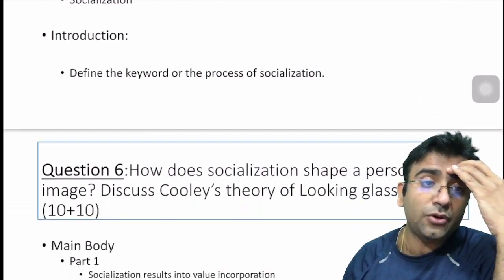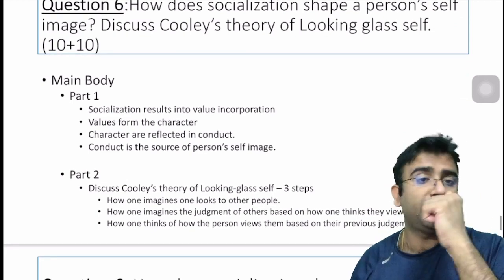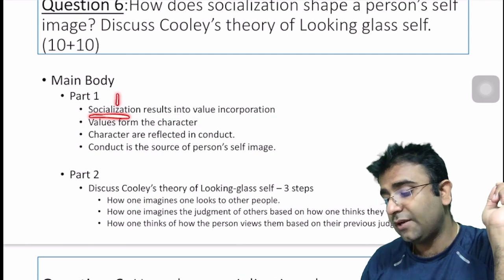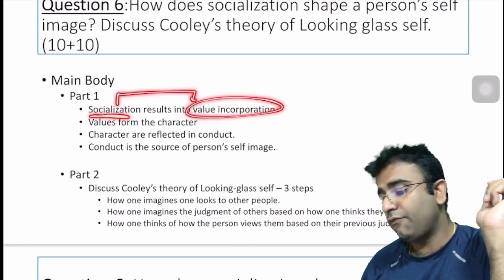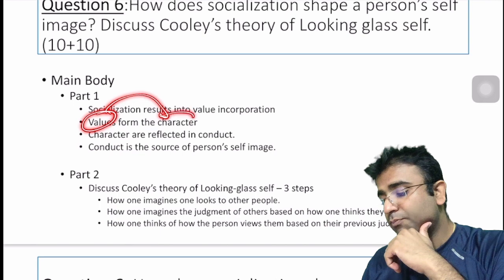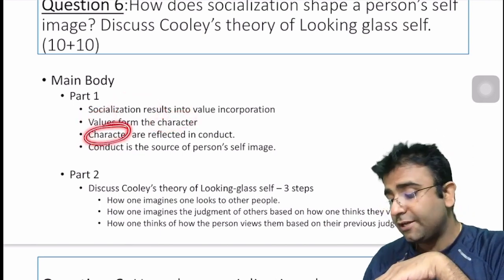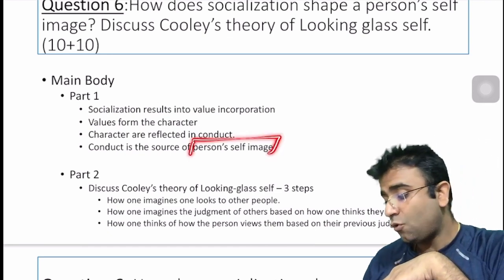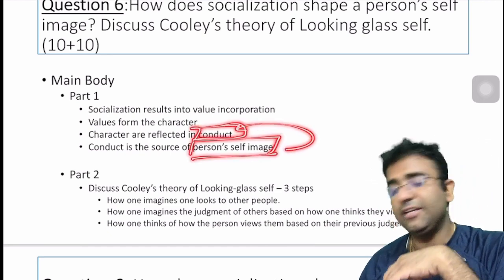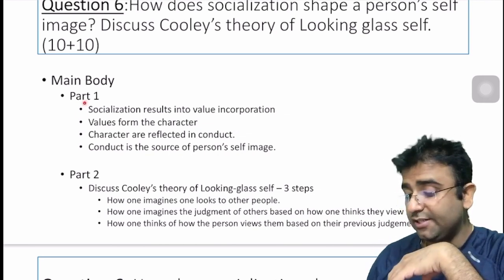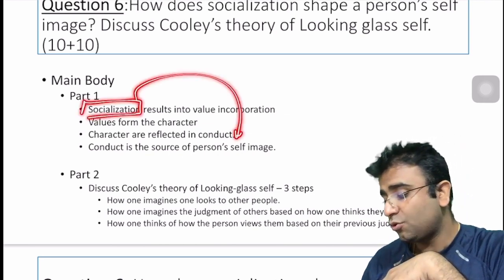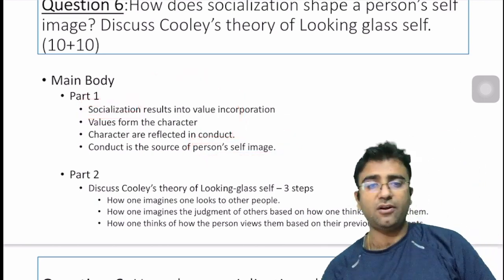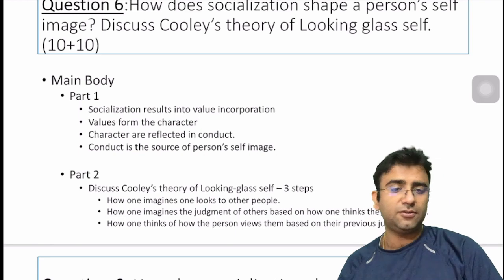In the main body, you are going to write two paragraphs. The first paragraph is about socialization, where you are going to say that socialization is the source of values of an individual. Values become the part of the character of an individual, and character becomes the part of conduct of an individual. An individual develops his own personal self-image by looking at his own conduct, and that is why we can say that socialization is the source of a person's self-image. This is your first paragraph where you are justifying the first part of the answer.